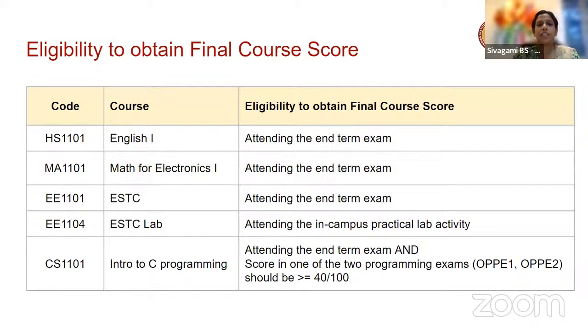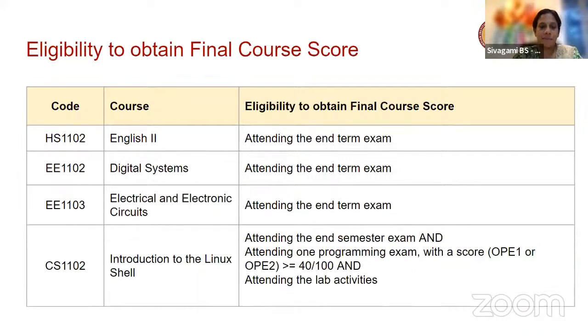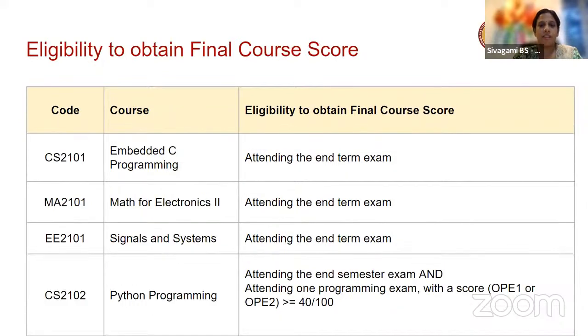And again, eligibility to obtain the final course grade. Once you are eligible as per the assignment scores, you get the hall ticket and then you have to attend the end term examination to obtain the final course grade. And for subjects like C programming, on attending your end term exam also, your OPPE scores have to be greater than 40% to obtain a final course grade. The same applies for the Linux shell also.